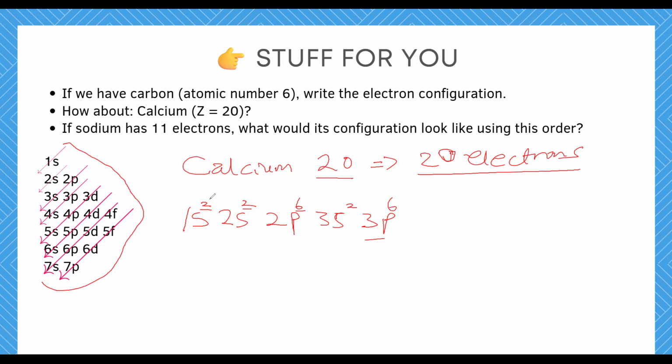So let's count. How many do we have? We have 2 here, 2 plus 2, that's 4. 4 plus 6 is 10. 10 plus 2 is 12. 12 plus 6 gives us 18. How many is remaining now? 2. Good. So what is the next thing I'm going to write? 4s. How many electrons can stay here? 2. So altogether, this gives me the electronic configuration of calcium.